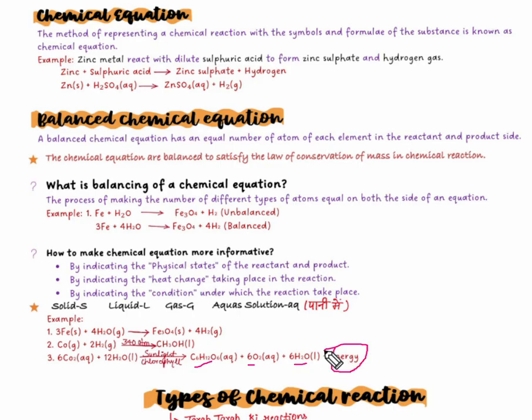So here we have mentioned CO2 aqueous, H2O liquid, forms glucose in soluble form, aqueous, O2 in aqueous dissolved form, and H2O liquid plus energy. And above the arrow we have written sunlight and chlorophyll.